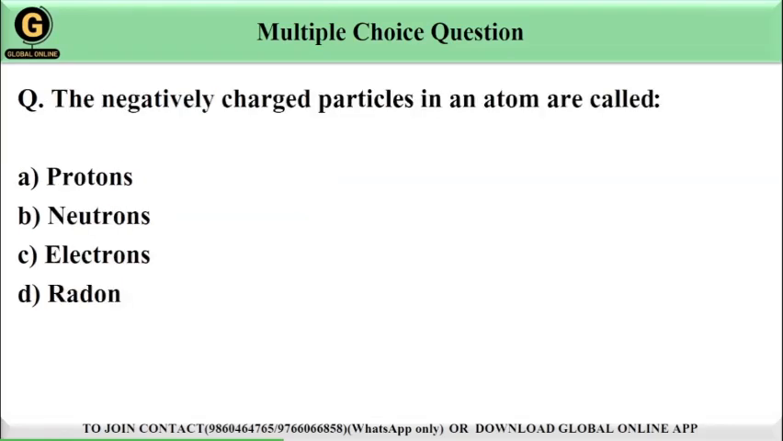The negatively charged particles in an atom are called, options are given: A, proton; B, neutron; C, electrons; and D, radon. So guys, electrons are subatomic particles with a negative charge that revolve around the nucleus of an atom. Protons are positively charged and neutrons are neutral. And radon is a noble gas, not a subatomic particle. So the correct answer among the options will be option C, electrons. Let's move to the next question.